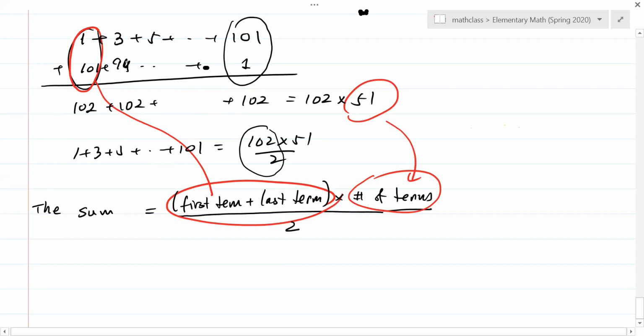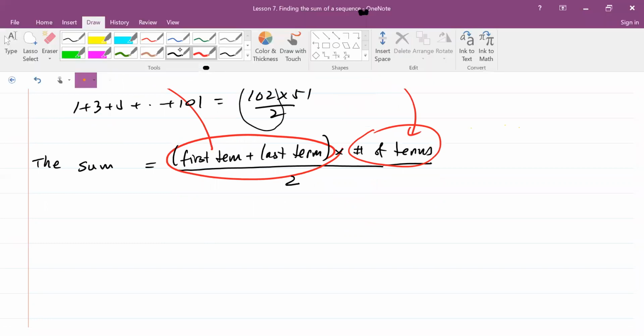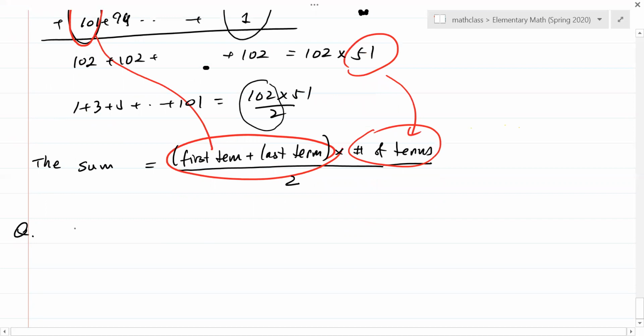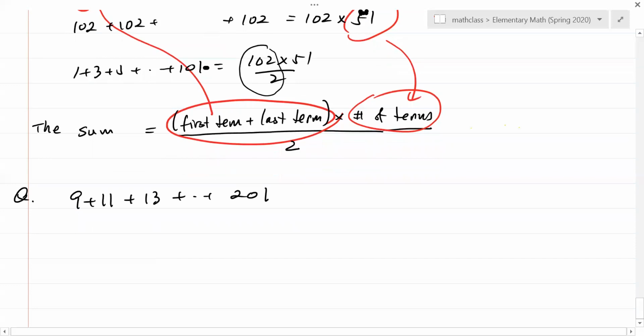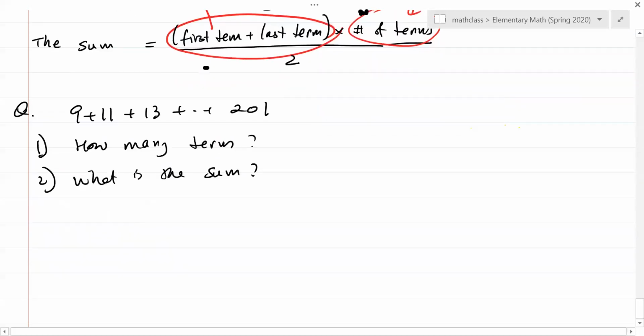Okay. So once you get this, you can quickly solve the following problem: 9 plus 11 plus 13 and so on up to 201. Find the sum. Now to do that, I needed to figure out how many terms there. So first of all, how many terms? Second, what is the sum? Do you remember how to do that?